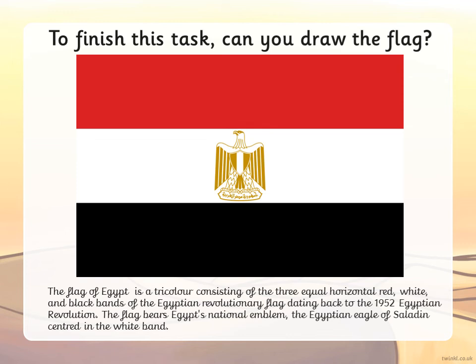Your final job this afternoon, year 5, is to draw the Egyptian flag. I can see it in front of me now, and you should see it on your screen. We've got the red banner at the top, followed by the white and the black, and there is an eagle in the middle. The flag of Egypt is a tricolour consisting of 3 equal horizontal lines. And this Egyptian flag dates back all the way to 1952 through the Egyptian Revolution, when they became an independent country.